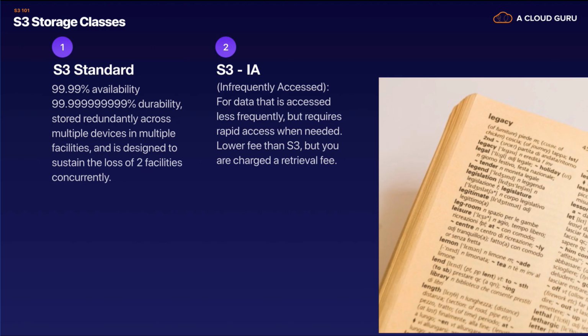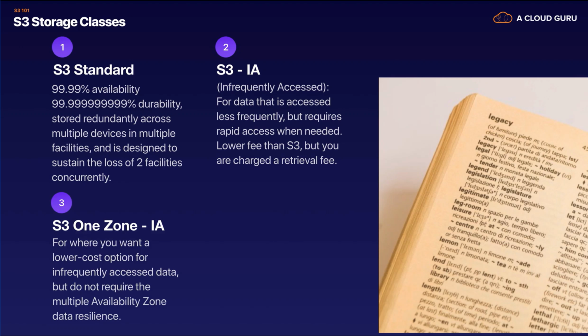We then have S3 Infrequently Accessed. This is for data that's accessed less frequently but requires rapid access when needed. This is a lower fee than S3, but you are going to be charged a retrieval fee. So basically, this would be for data that you don't really access. Maybe you only access it once every 2-3 months, but when you do want to access it, you need to be able to access it within milliseconds. We then have S3 One Zone Infrequently Accessed. This is when you want the really, really low cost option and you do not require multiple availability zones.